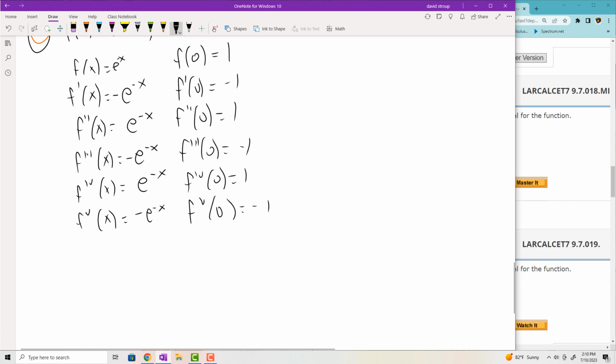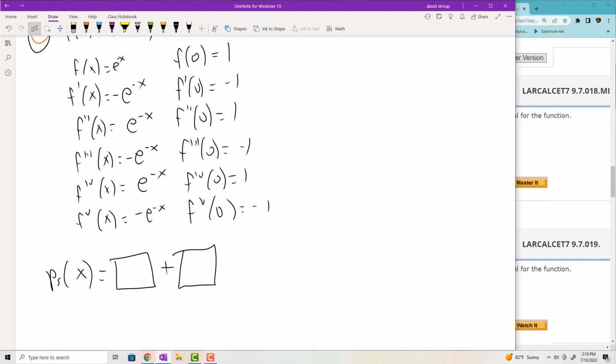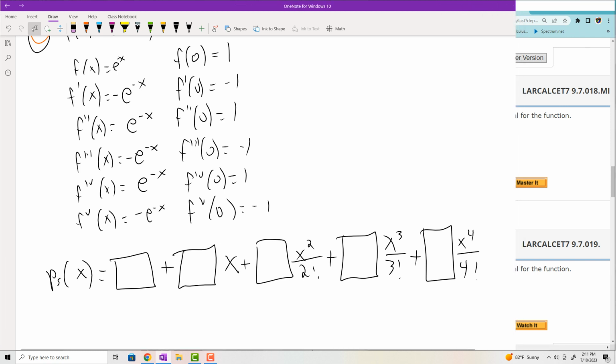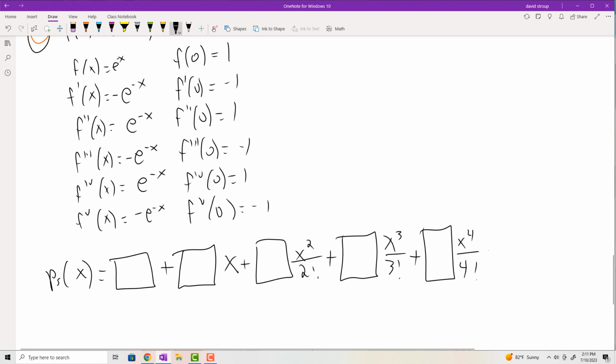For the 5th degree polynomial, I like to think of it in boxes, so I'm just filling in the boxes. So this will be blank times x, then blank times x squared over 2 factorial, blank times x cubed over 3 factorial. Filling in blanks for some reason just makes everything in my life easier. It relaxes me.